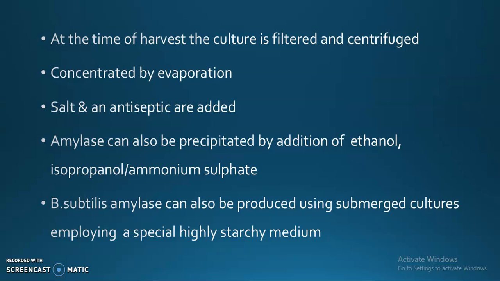At the time of harvest, the culture is filtered and centrifuged. Concentrated by evaporation, salt and antiseptics are added. Amylase can also be precipitated by addition of ethanol, isopropanol or ammonium sulfate. Bacillus subtilis amylase can also be produced using submerged cultures employing a special highly starchy medium.